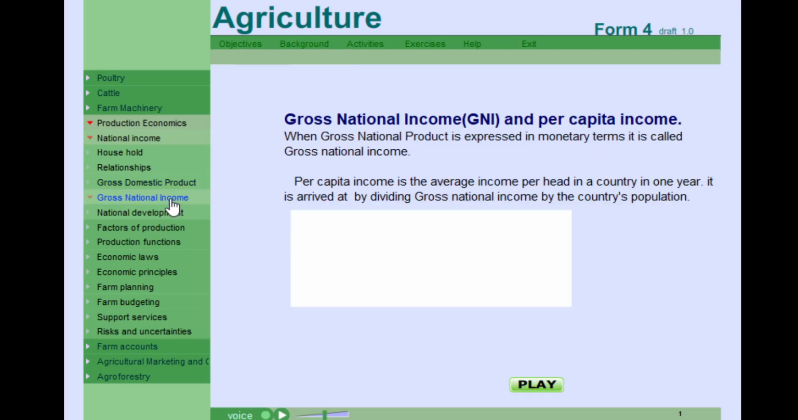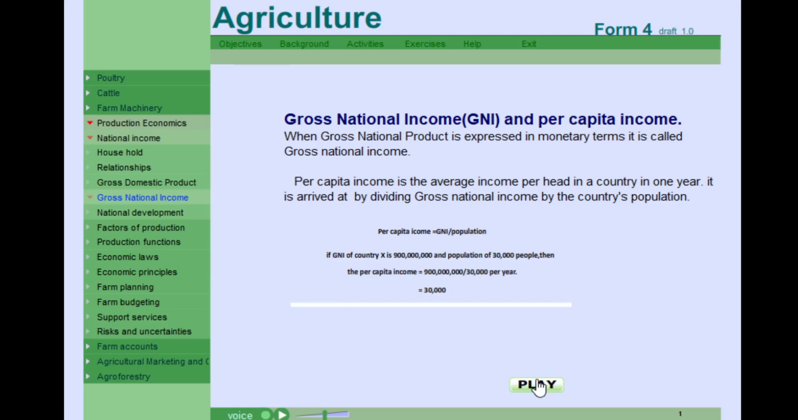Gross national income (GNI) and per capita income. When gross national product is expressed in monetary terms, it is called gross national income. Per capita income is the average income per head in a country in 1 year. It is arrived at by dividing gross national income by the country's population.